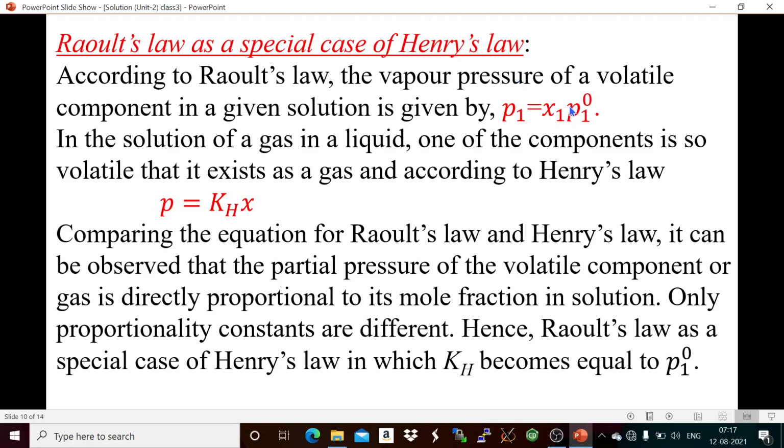Here the proportionality constant is P1 naught, the vapor pressure of component 1 in pure form, and here it is the Henry's law constant. So we can say Raoult's law is a special case of Henry's law in which kH becomes equal to P1 naught.